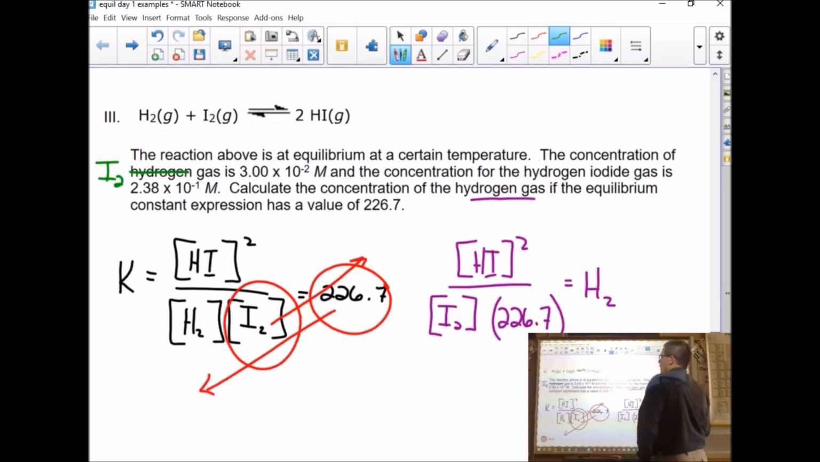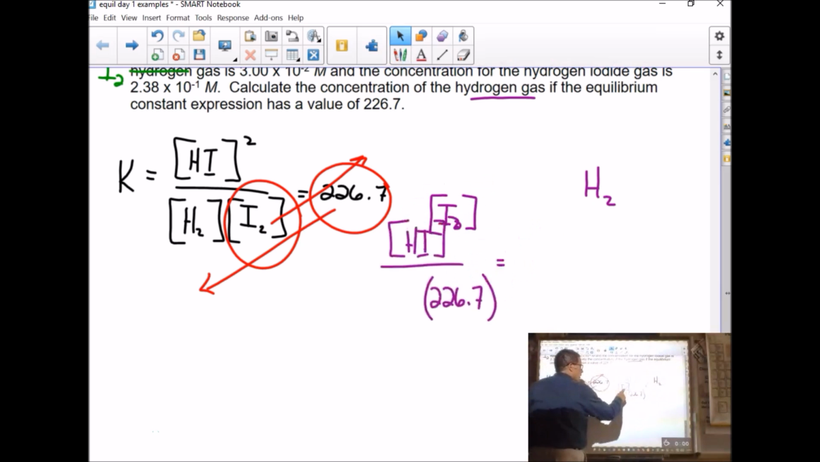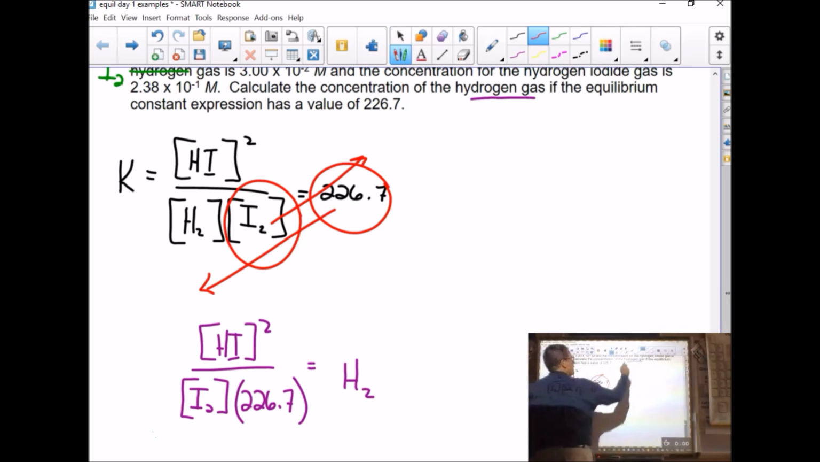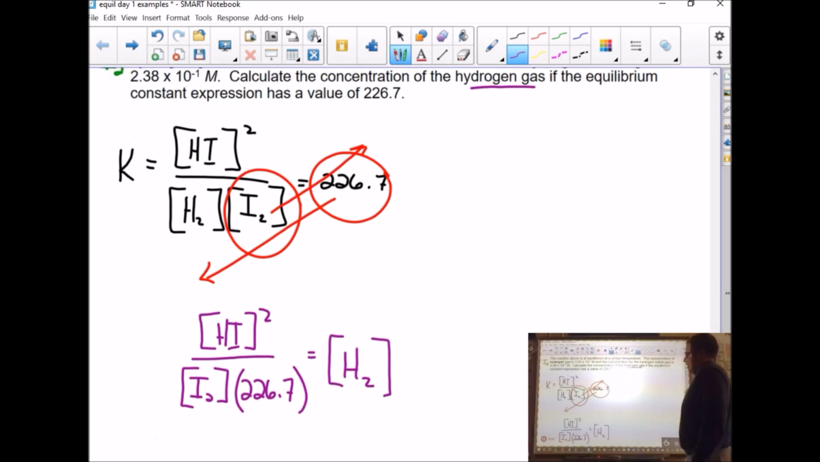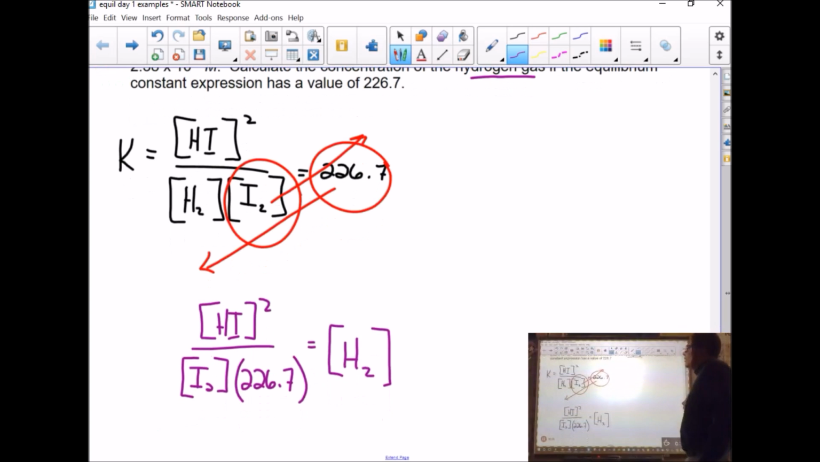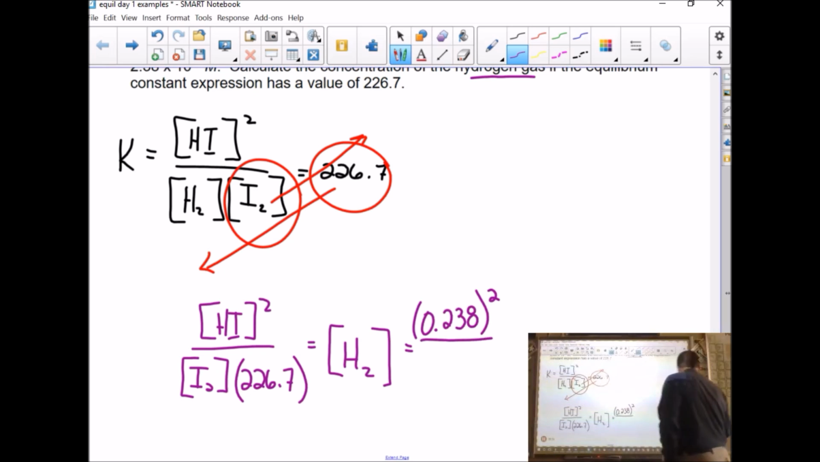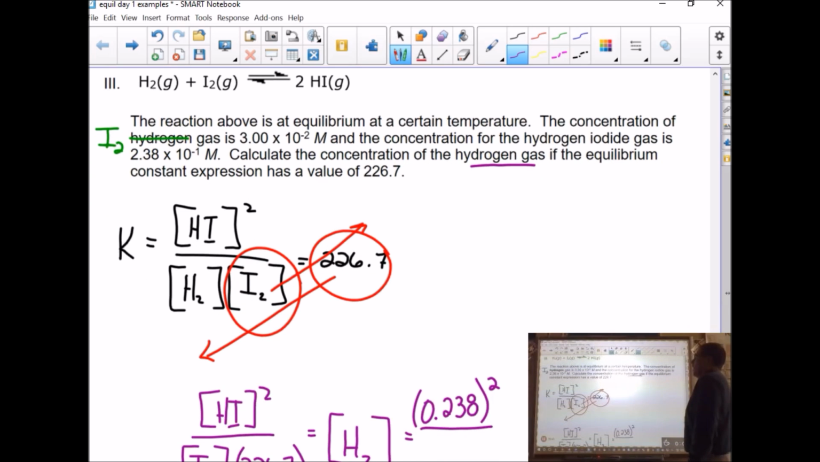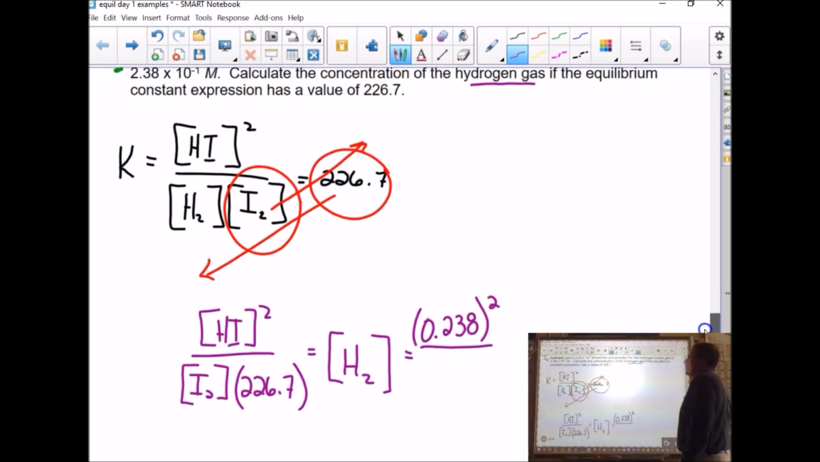So our HI is 2.38. I was telling you what hydrogen iodide was, and you're like, hold on. Oh, my bad. And then 3.0 times 10 to the negative 2.